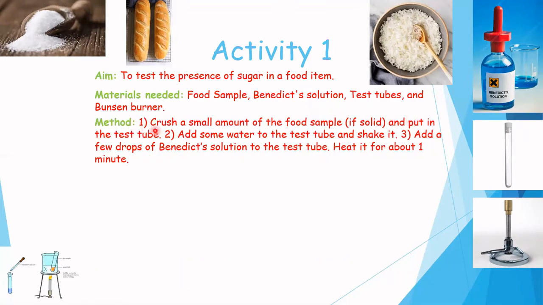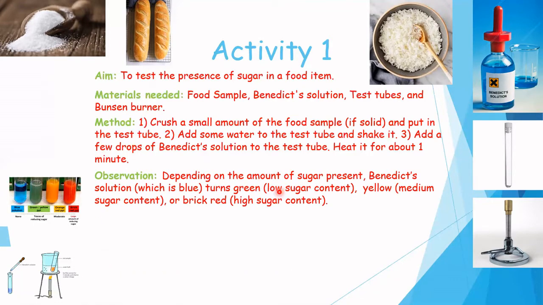Method: firstly, we have to crush a small amount of a food sample if solid. If you have taken bread, then you have to crush some small amount of the bread and put it in the test tube. Then we have to add some water in the test tube and shake the test tube well. Then we have to add a few drops of Benedict solution to the test tube and heat it for about 1 minute. Here is the procedure they have shown, the diagram.